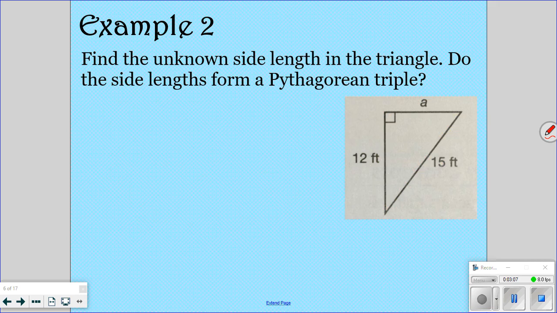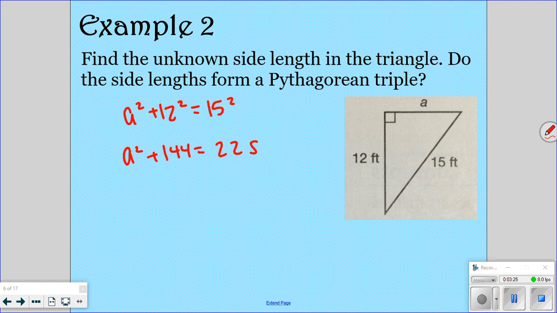We're going to look at another one. Find the unknown side length and do they form a Pythagorean triple. So a squared plus 12 squared is going to equal 15 squared. A squared plus 144 is going to equal 225. And then if you subtract, a squared will equal 81, and if you take the square root, that means that a would equal 9. So that's your missing side length.